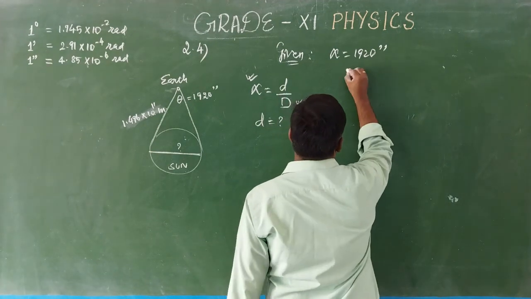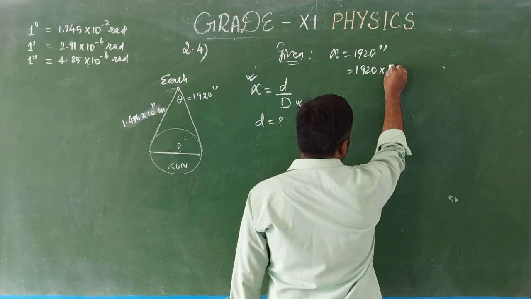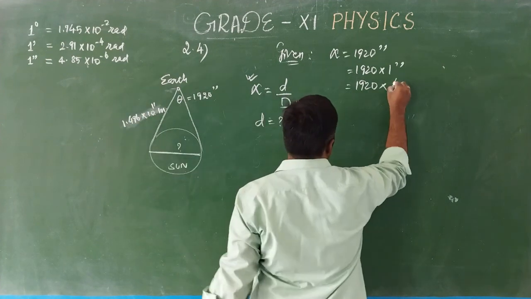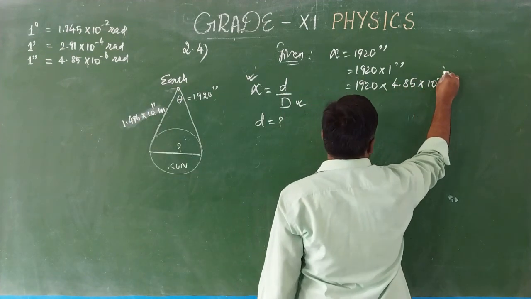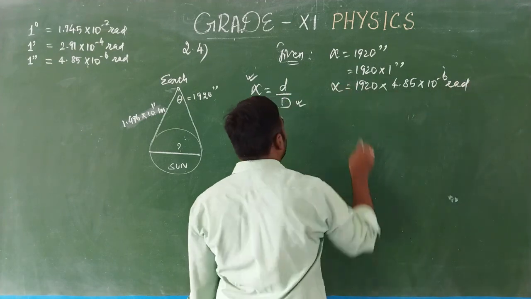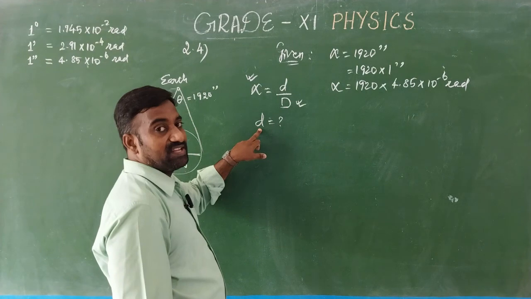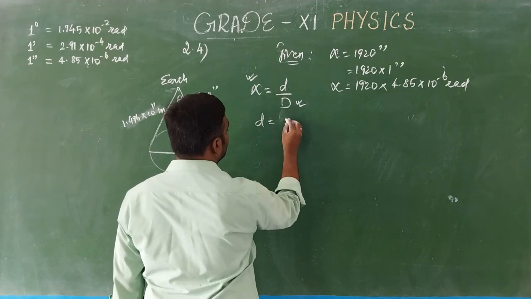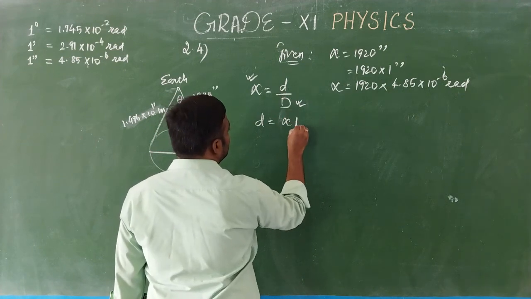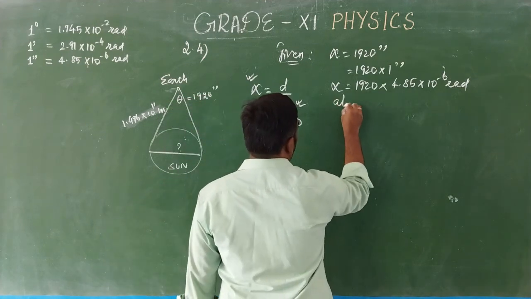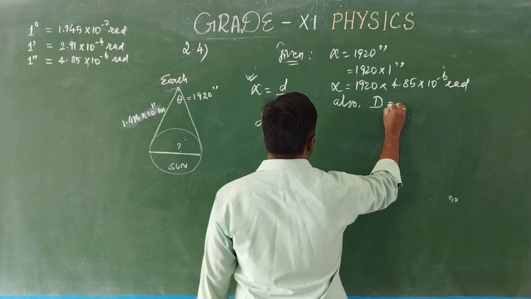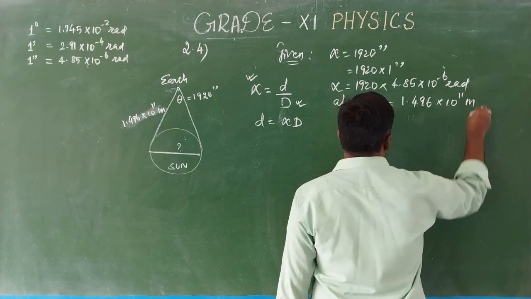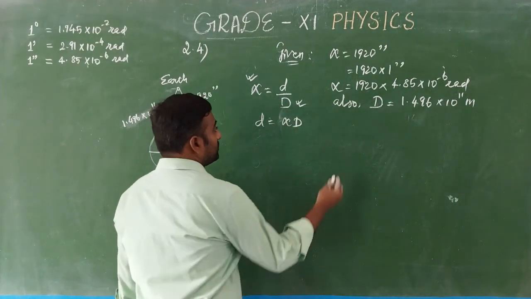This value we can write as 1920 into 1 arc second. What is the value of 1 arc second? 1 arc second is 4.85 into 10 to the power minus 6 radian. So now we got the value of alpha. So from this formula we want to determine the diameter of the sun. So the diameter is equal to alpha into D. The distance is also given. The distance from the sun to earth is 1.496 into 10 to the power 11 meter. This value is also given, so directly we can multiply the two values.